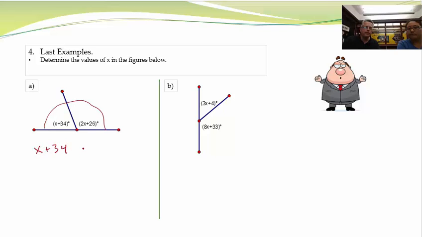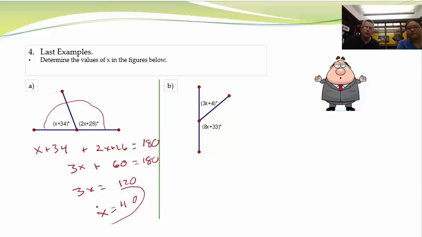x plus 34, that's the first angle, plus the second angle has to equal 180. After this, algebra. You guys are really good at algebra, so this part's not the problem. So that's plus 60 equals 180. If we subtract 60, we get 3x equals 120. If you divide by 3, you get x equals 40.